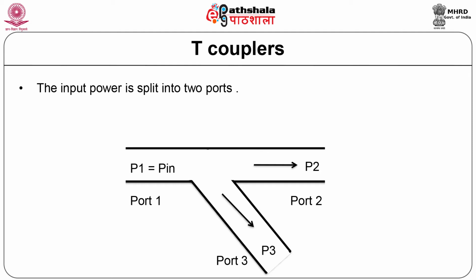The most important term associated with a T coupler is its directivity. The directivity of a T coupler is defined as the power ratio between one port and another port, which is 0 for the ideal directivity ratio.